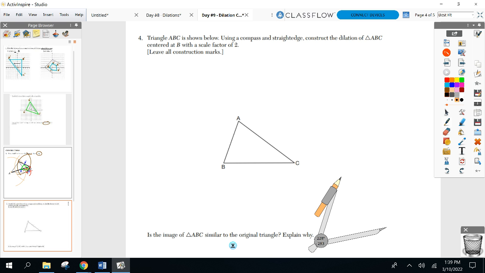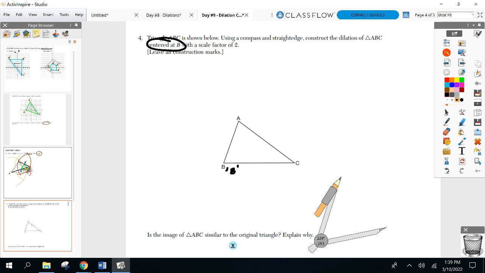Construct the dilation centered at B with a scale factor of 2. Well, good news here. It's centered at B. Where's B prime going to be? Same spot. Here's B, and here's B prime as well. It's not going to move. Can't get closer or further away from itself. But we do have to double A and C's distance, right? We do have to double it, get it further away.